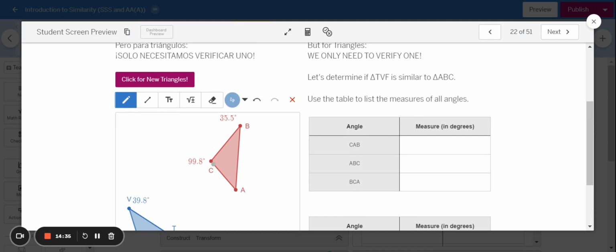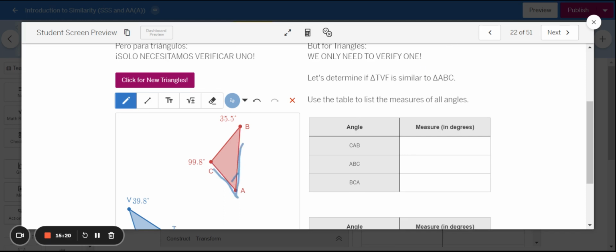Okay, so CAB is the angle down here, and that angle is actually missing. So we have to do some calculation. I know the three angles inside of a triangle have to add up to 180. So when I subtract those from 180, we get 44.7. 44.7. And that lets us know we did that correctly. ABC goes the other way. So A, B, and then C. So that looks like it is 35.5.